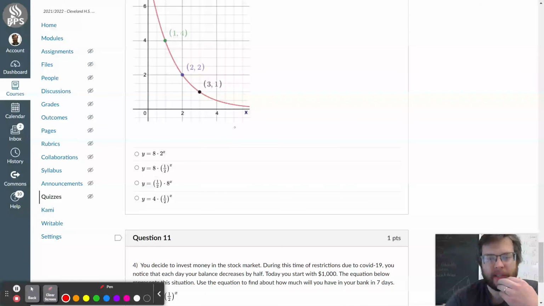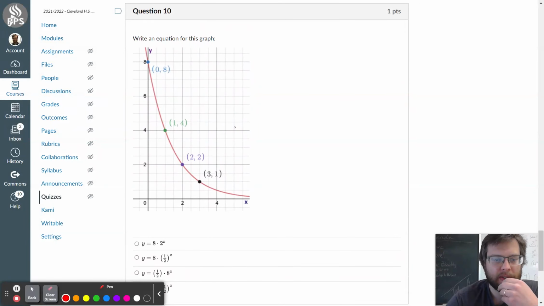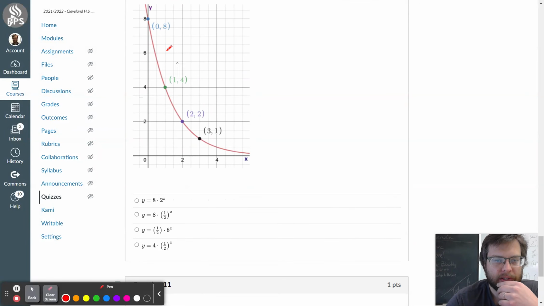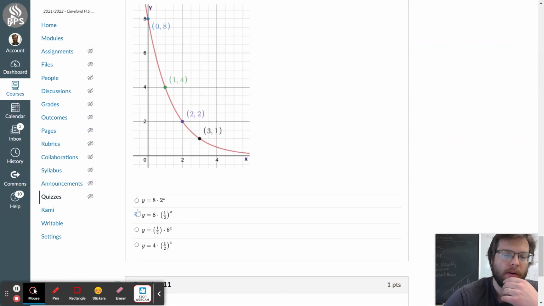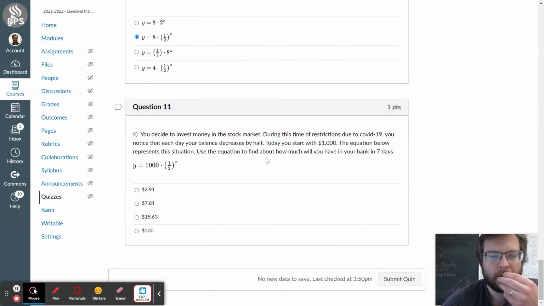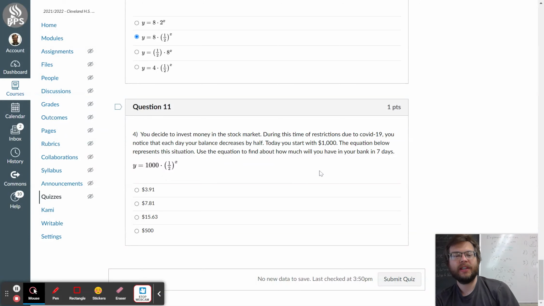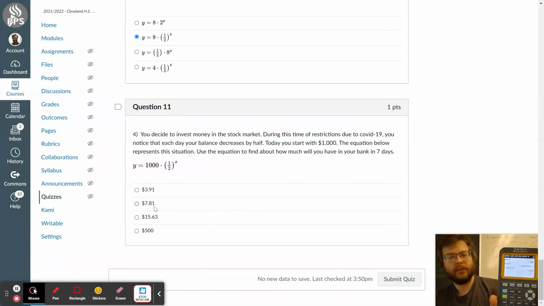Second to last, and certainly not second to least, we have an equation for the graph. I see a y-intercept of 8, and we are multiplying by half each time. We are getting half as tall each time. 8 times 1/2 to the x. And then last one, you have $1,000, and it decreases by half how much you will have in 7 days. So we're going to just take our equation, 1,000 times 1/2 raised to the 7th like that. Hit enter, and that is $7.81.